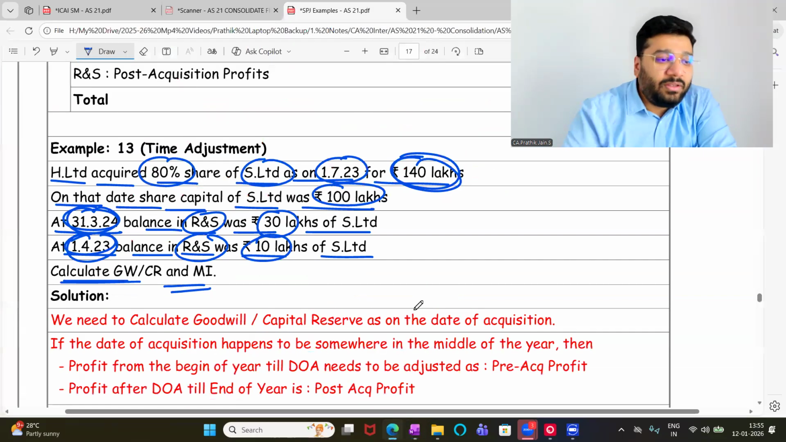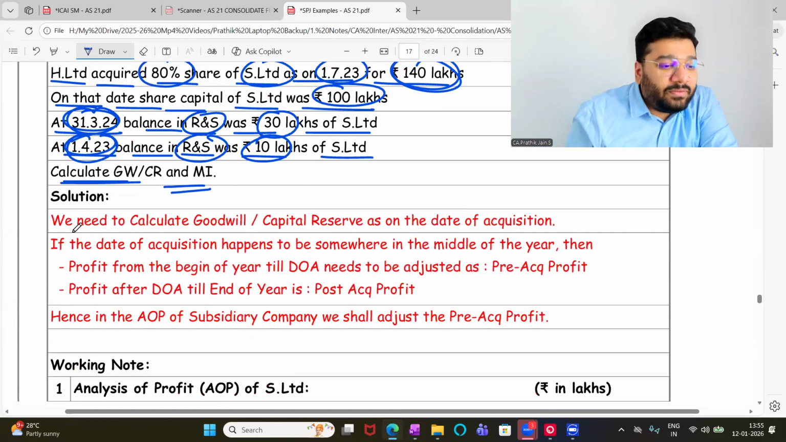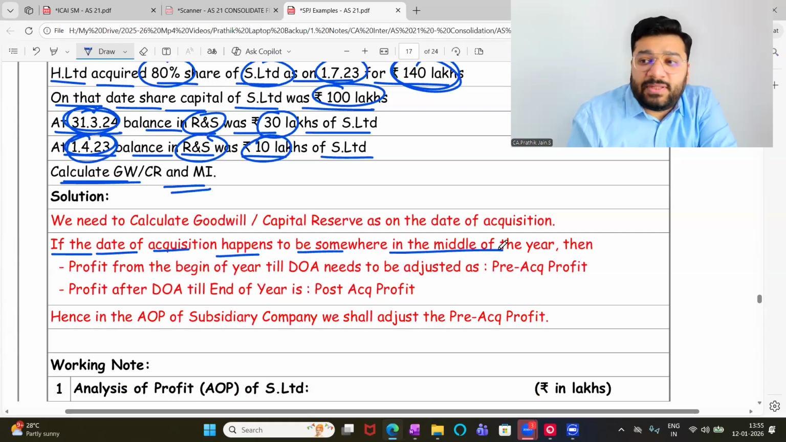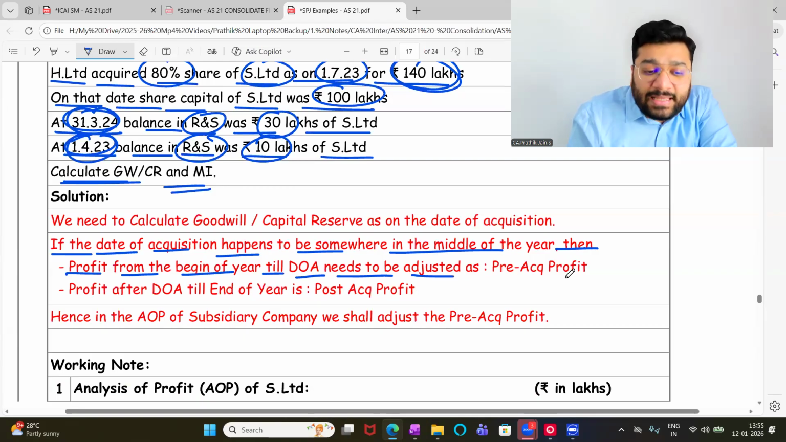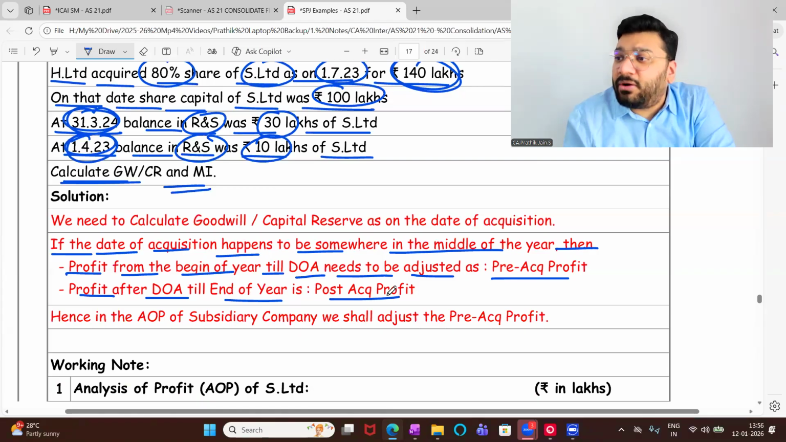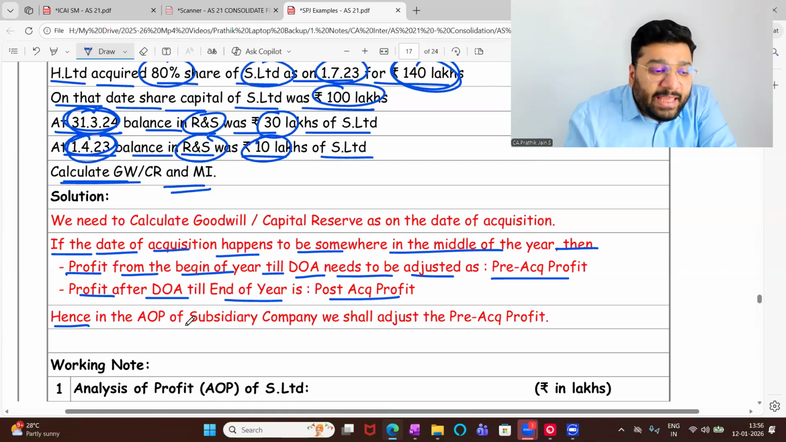Now, if the date of acquisition happens to be somewhere in the middle of the year, then profit from the beginning of the year till the date of acquisition needs to be adjusted, and that will be called pre-acquisition profit. And profit after the date of acquisition till the end of the year is called post-acquisition profit. Okay, not okay. Hence, in the AOP of the subsidiary company, we shall adjust the pre-acquisition profit.